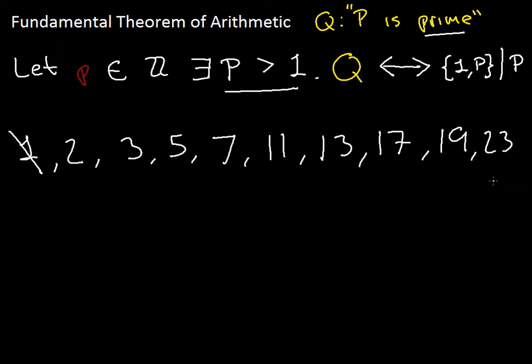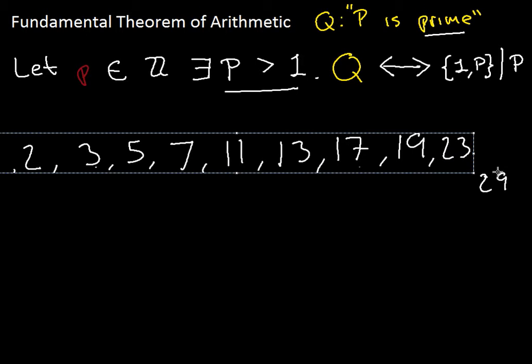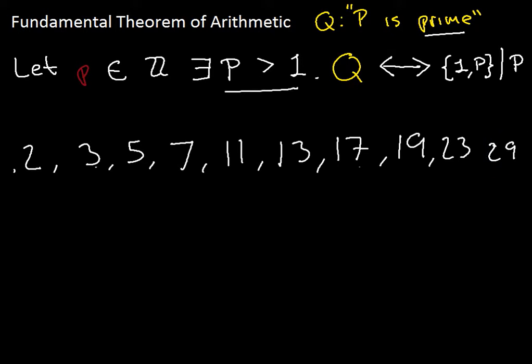and 24, 25, 26, 27. 27, that's 9 times 3. That is 27, okay. 28, 29. Let me give a little bit of room here. I'll get rid of this 1 and move everything over. Okay, so these are the first 10 prime numbers.